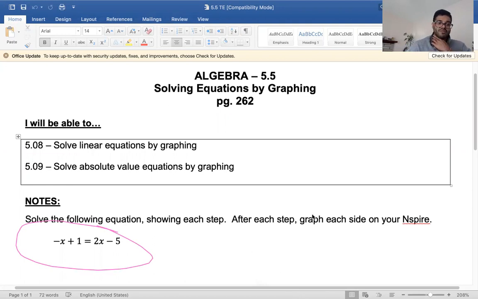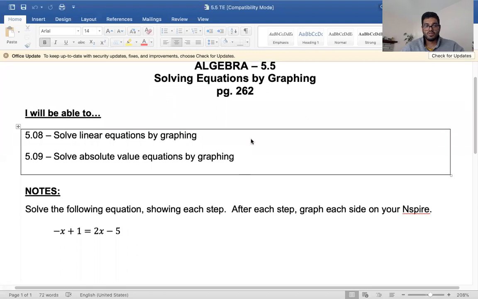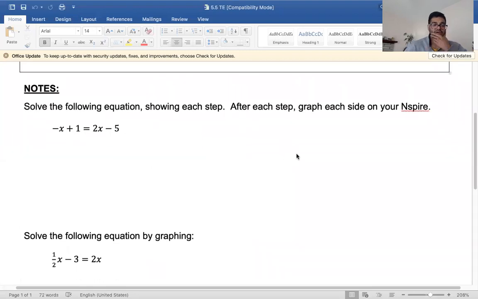And then I'm going to show you some graphing on not the Inspire, but on Desmos, because you guys can use that at home. And we'll look at some of that. So again, what we're trying to do is solve equations by graphing linear equations and also absolute value equations. So that's the idea of today. This video should be pretty short too. We got pretty short notes on 5.5.